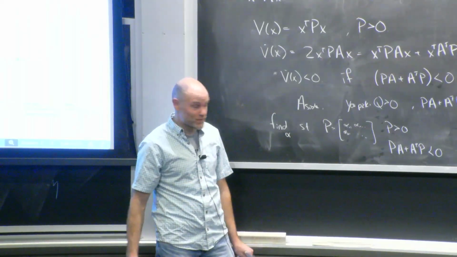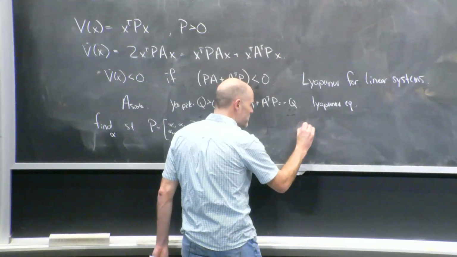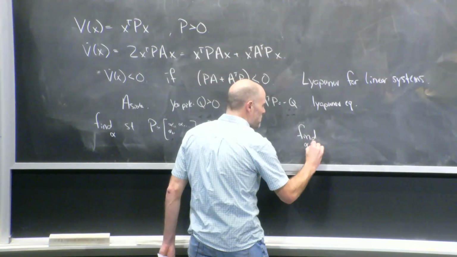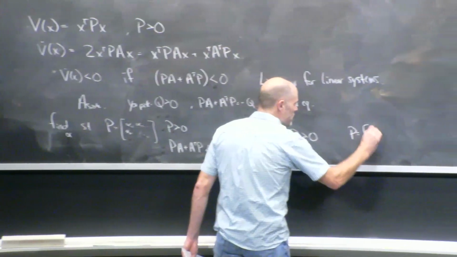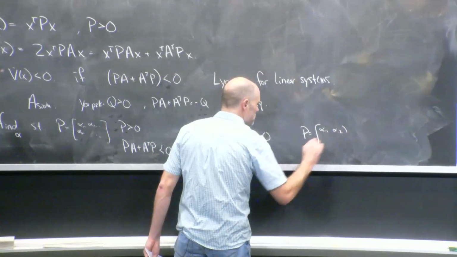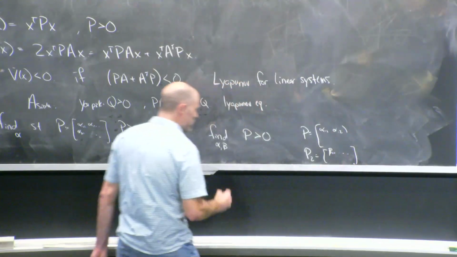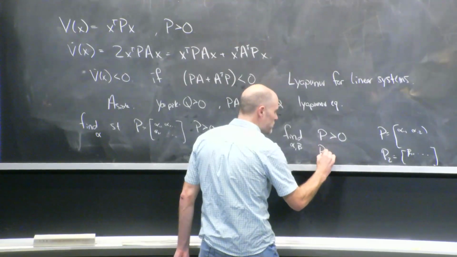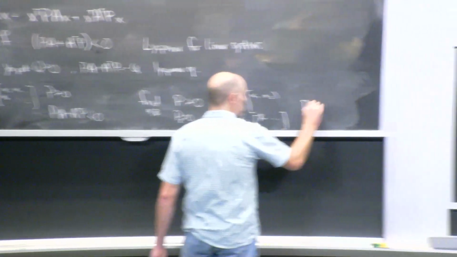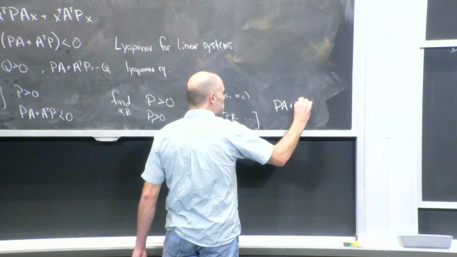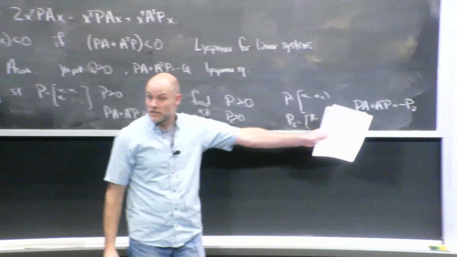Precisely by the trick I just alluded to, maybe I'll make an extra set of variables, alpha and beta, so that I have P greater than 0, the one parameterized by alpha, and P2 parameterized by beta. I'll say P2 greater than 0. And then I have a linear constraint saying that PA plus A transpose P equals negative P2. Those are all linear constraints.